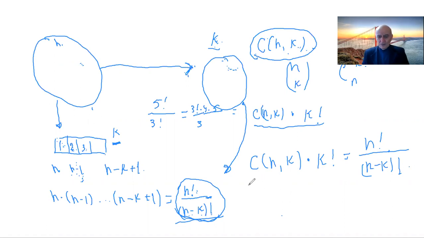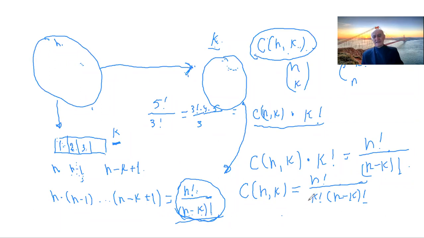And from here now, C n k equals n factorial divided by k factorial times n minus k factorial. Okay, now let's say again, what is this number? This number is number of all subsets with exactly k element.